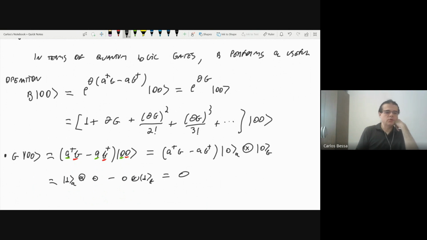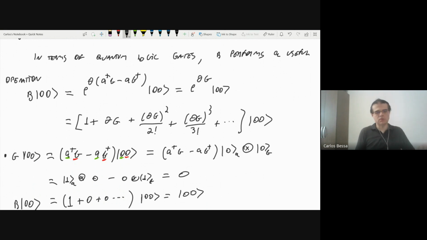So in the same way, when we have G squared, because G squared will apply this twice, we have 0 again. So B, cap B, applied to this vacuum state will give this expression here: 1 plus 0 plus 0 and so on. 0, 0. So we do nothing.